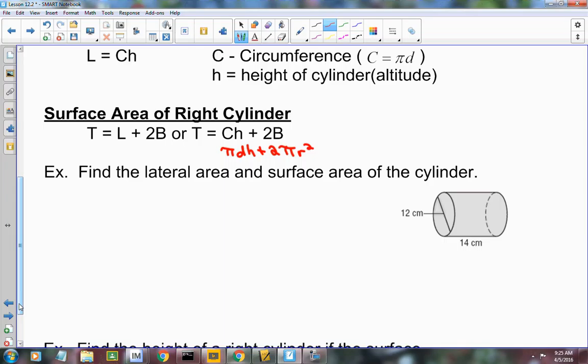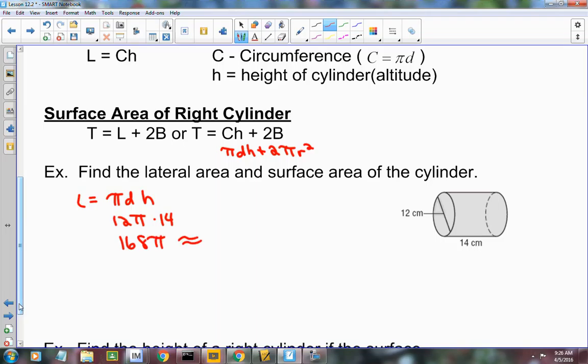All right, so we want to find the lateral area and the surface area of the cylinder. So remember, the lateral is pi times the diameter times the height, or circumference times the height. What's my diameter? 12. So that's 12 pi times the height, which is 14. So we're going to do 12 times 14. That's 168 pi. That would be my exact answer.